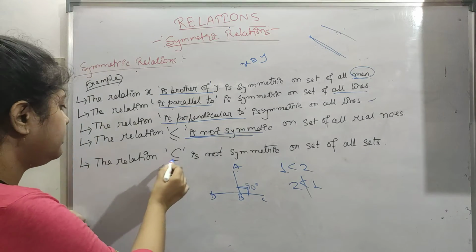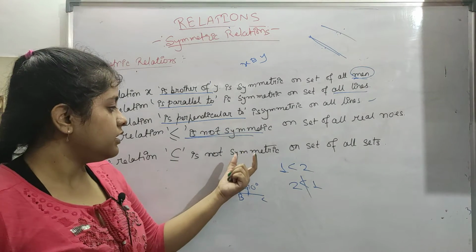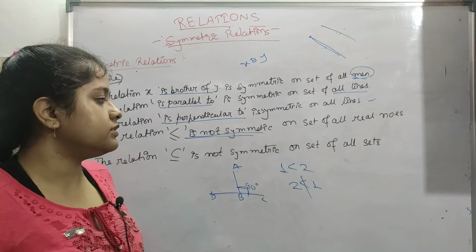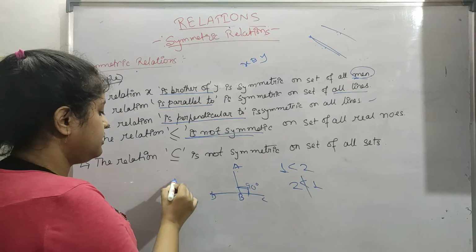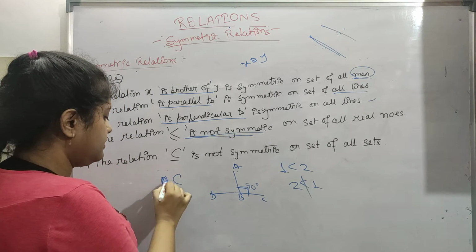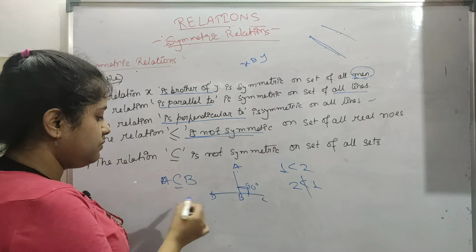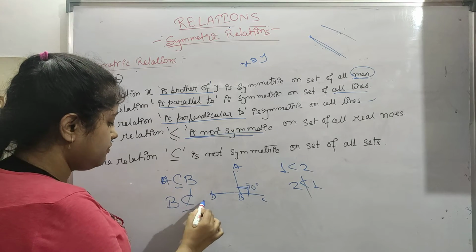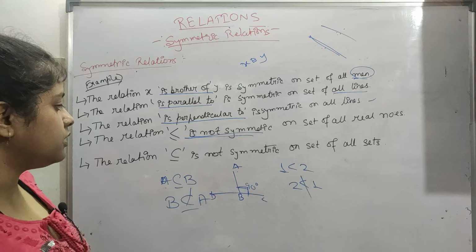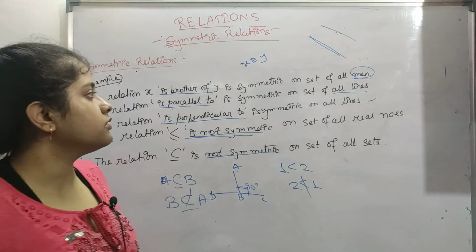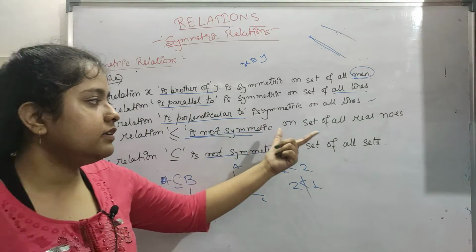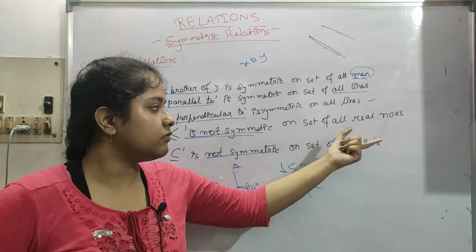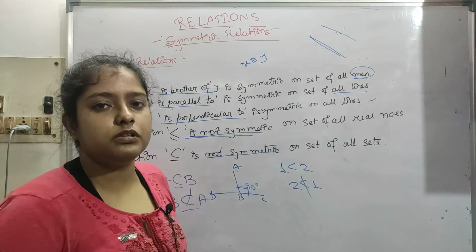Okay, so the relation subset is not symmetric on the set of all sets, because if A is a part of B, a subset of B, B cannot be a subset of A. So this is not possible. So this is not symmetric. I hope you have understood this. This is just basic concepts. You can use them if something like this comes in the exam.